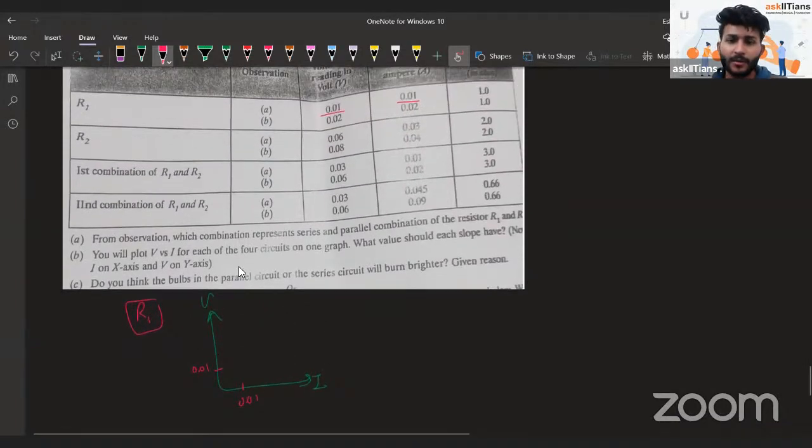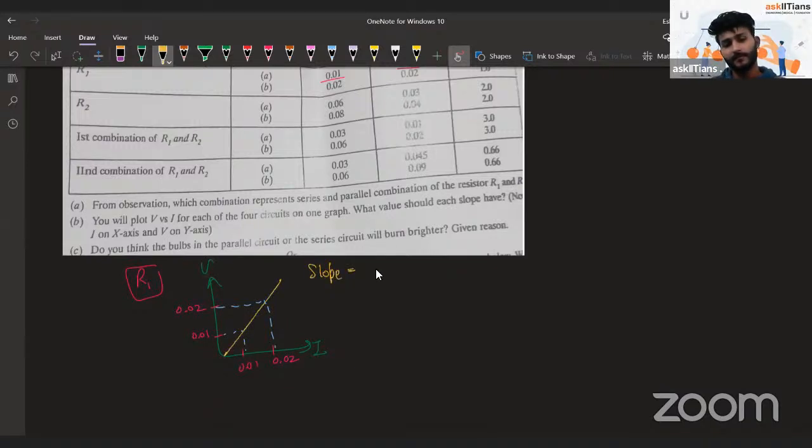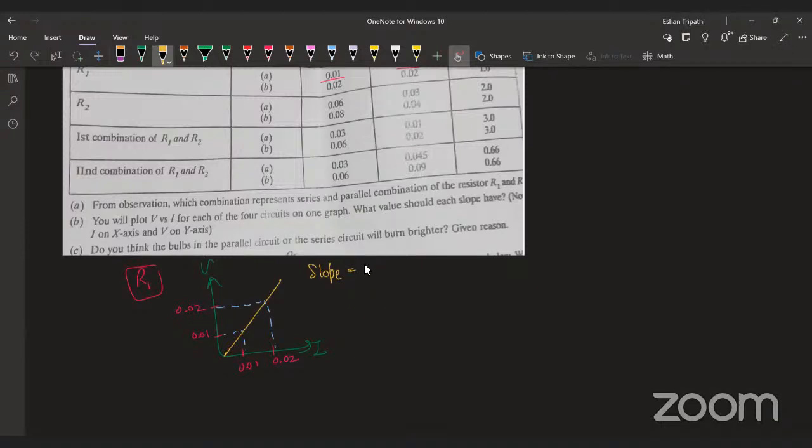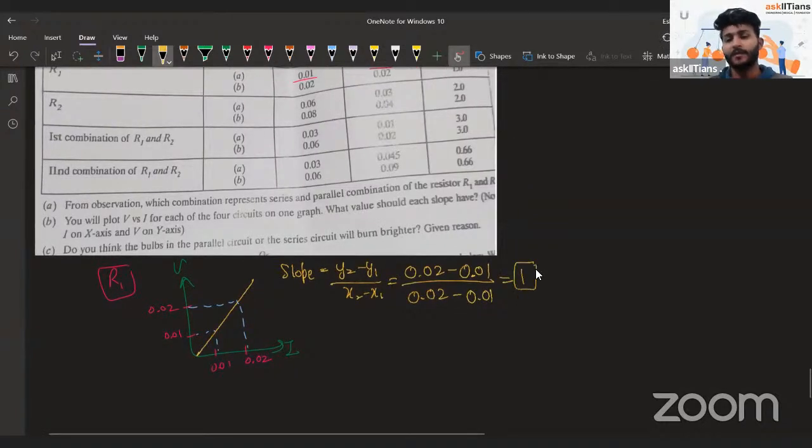Then 0.02, 0.02, right? So the graph is going to be like this. Got it? Yes, sir. And slope's formula is y2 minus y1 upon x2 minus x1. So it's this y2, 0.02 minus this y1, 0.01 divided by this x2, 0.02 minus this x1, 0.01. So slope comes out to be 1.